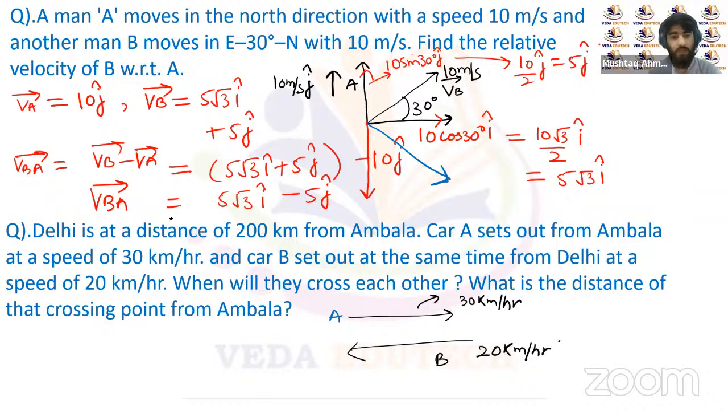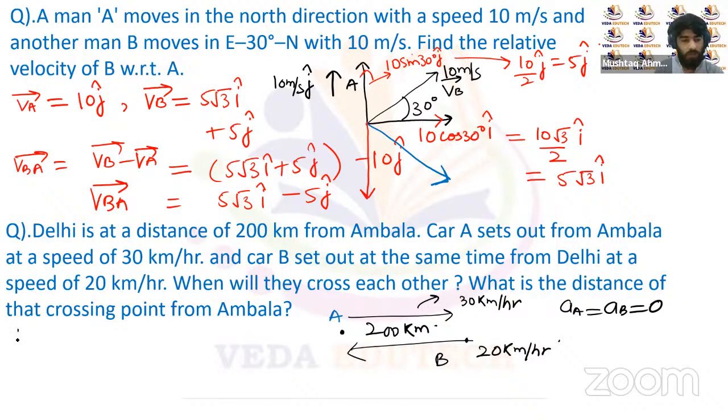And it's given that Delhi is at a distance of 200 kilometer from Ambala. It means that the distance between these two cars has to be equal to 200 kilometers, correct? And they are not accelerating at all, so acceleration of both the cars is equal to zero, right? They are going with the constant speed of 30 kilometer per hour and 20 kilometer per hour. Now the question is, when will they cross each other? So we have to find the time when they will cross each other, right?